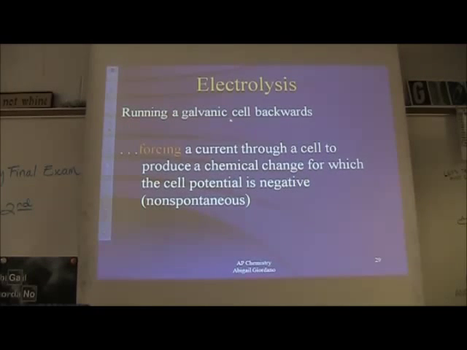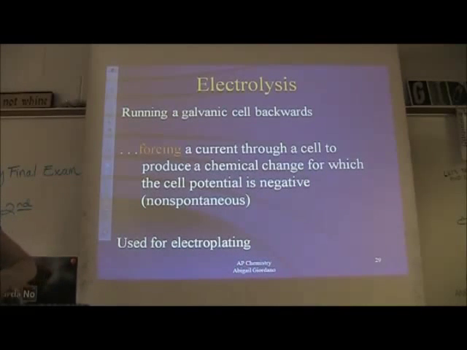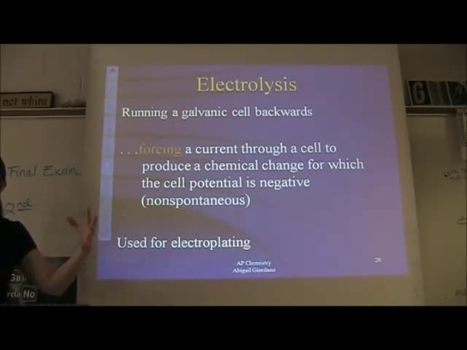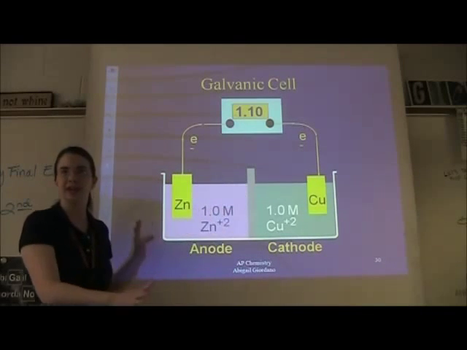If you run a galvanic cell backwards, you will have a negative cell potential. Is that going to happen on its own? No. You have to force it because it's a non-spontaneous process. Electrolysis is a process used to, we talked a little bit about this last class, get mass amounts of some maybe rare metal. So that's what the process is used for. Now, let's just review a little bit. Let's review the parts of a galvanic cell.